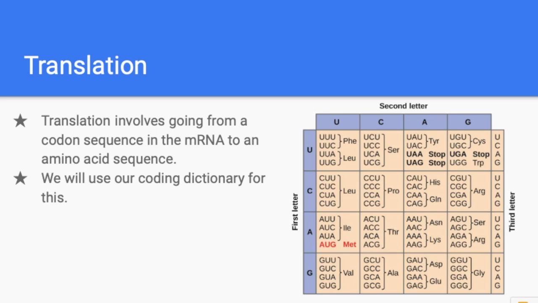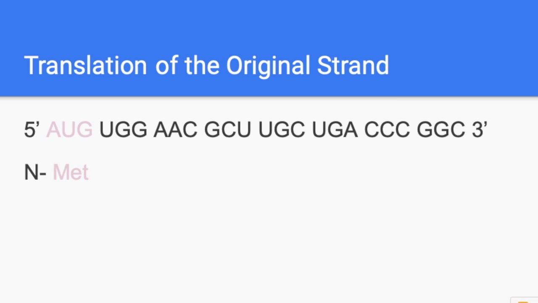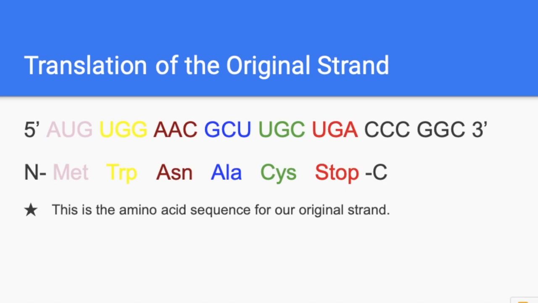Translation is the process of reading the mRNA and turning it into its complementary amino acid, which can be done using the coding dictionary. The mRNA of the original strand can now be translated. AUG stands for methionine, UGG codes for tryptophan, AAC codes for asparagine, GCU codes for alanine, UGC codes for cysteine, and UGA is the stop codon. So this is our normal amino acid sequence for our given mRNA.